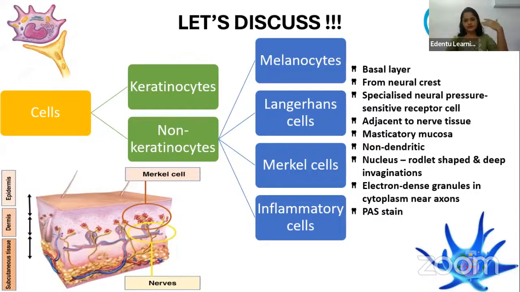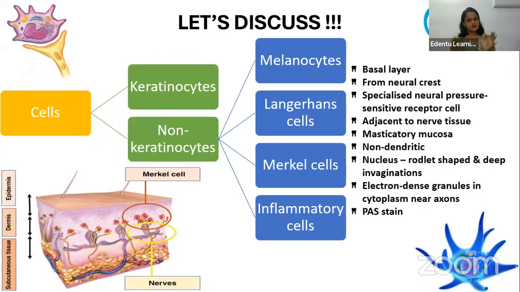There are 4 layers in the epithelium, and these Merkel cells are mainly seen in the stratum basale. If you look at their origin, they are mainly derived from the neural crest cells. Since they are present adjacent to the nerves, or adjacent to the unmyelinated nerve fibers, their main function is as a sensitive receptor cell. They are a specialized neural pressure cell, acting as a sensory cell.